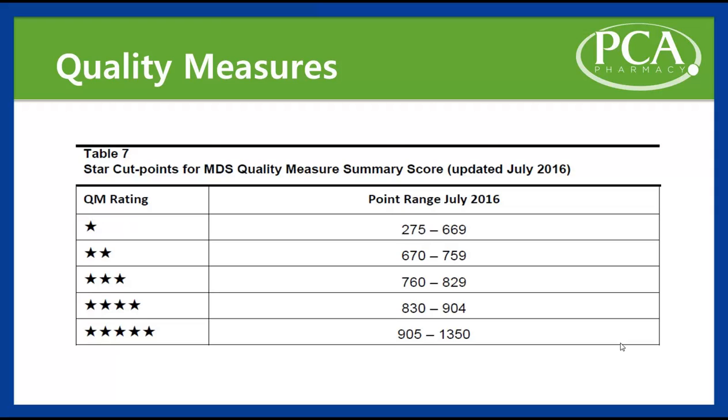You can see that the higher score the facility receives, the more stars they receive. So the lowest point that anybody got in July of 2016 was 275, going all the way up to 1,350. These are divided out into about 25% of the facilities receiving 5 stars, about 15% receiving 1 star, and 20% receiving each of 2, 3, and 4 stars.